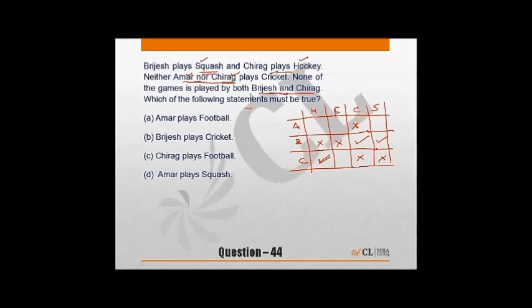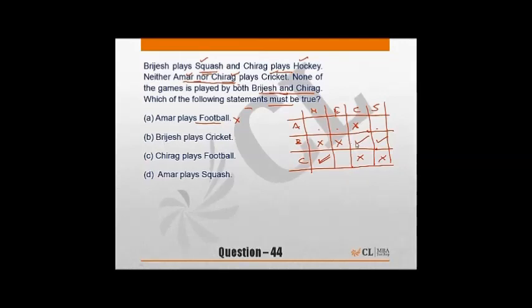Amar may or may not be playing football. The question is which of the statements must be true. So this need not be true. We are not very sure if it is 100%, or rather this is not necessarily 100% true. Hence the choice is incorrect. Amar could be playing football. He could be playing hockey also. He could be playing squash also. We don't know, but he is definitely playing one of these three games, or more also. So choice A is incorrect.